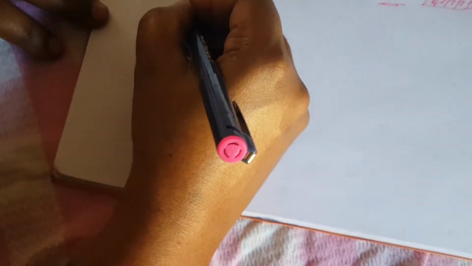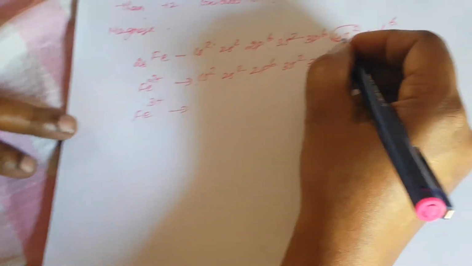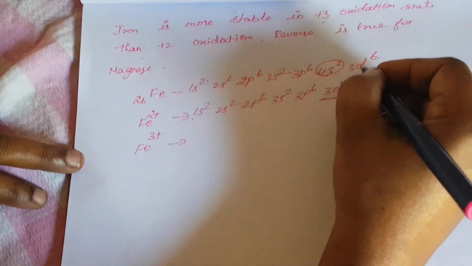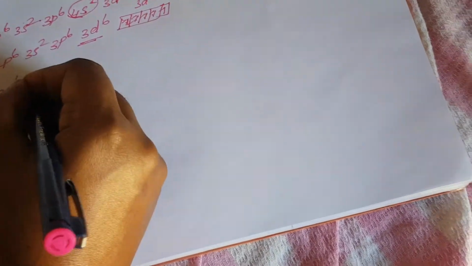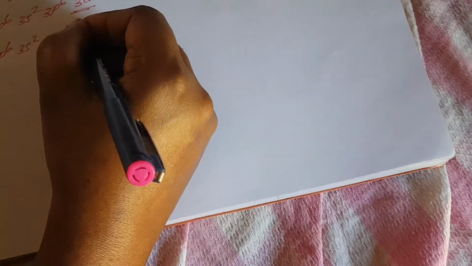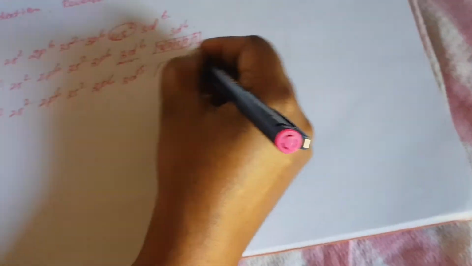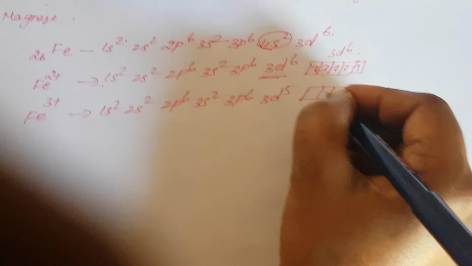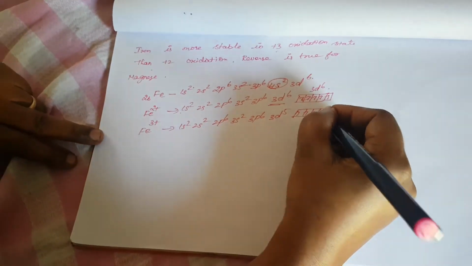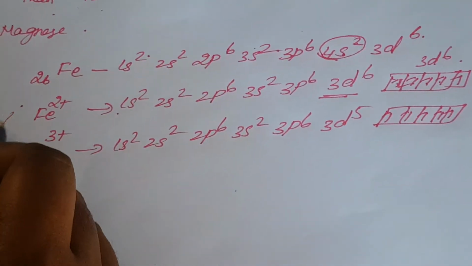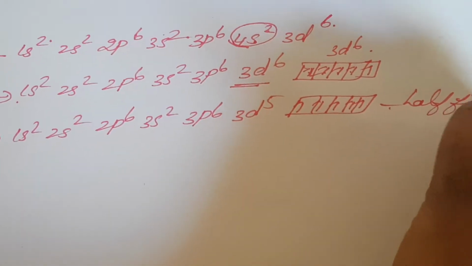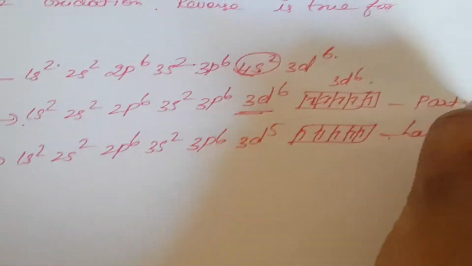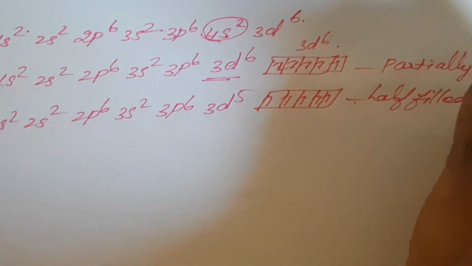But in the condition of Fe3+, 2 electrons are removed from the s orbital and 1 more electron from the 3d orbital. So the electronic configuration is 2p6, 3s2, 3p6 and 3d5. What is meant by 3d5? It is half-filled, and half-filled means more stable. So comparing Fe2+ and Fe3+, Fe3+ is half-filled and more stable, while Fe2+ is partially filled.